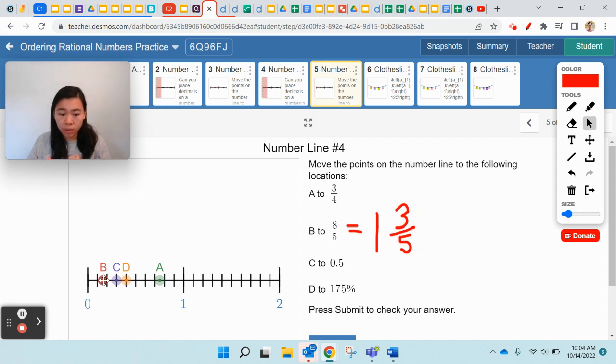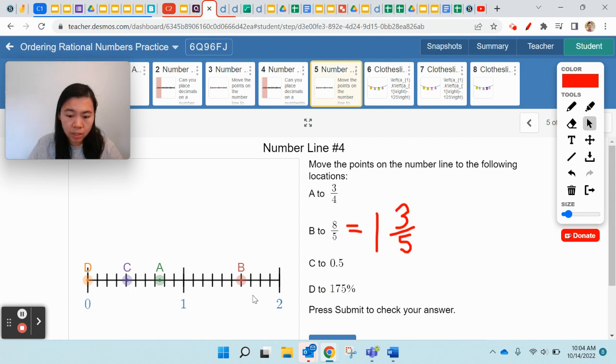So we know that B is going to be past 1 whole and then 3/5 more. Fifths go by 2, 20%. So 2, 4, 6, that's 60% or 0.6. So we have to go up 6/10. 1, 2, 3, 4, 5, 6. C is at a half, 0.5.